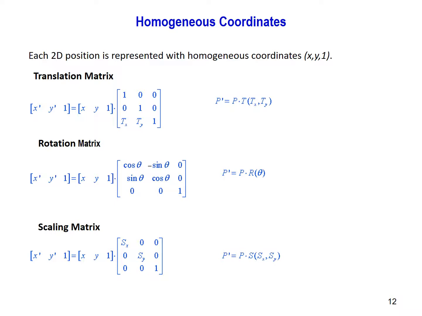Now based on the homogeneous coordinates, the transformation matrices are represented in this way. The translation matrix is represented as 1 0 0, 0 1 0, tx ty 1, and the rotation matrix is represented as cos theta, minus sin theta, 0, sin theta, cos theta, 0, 0 0 1, and the scaling matrix is represented as sx 0 0, 0 sy 0, 0 0 1.